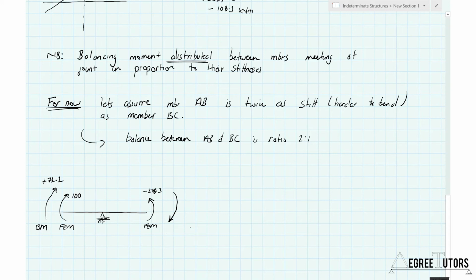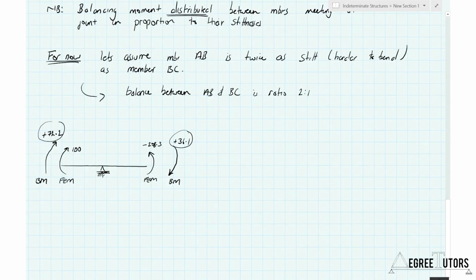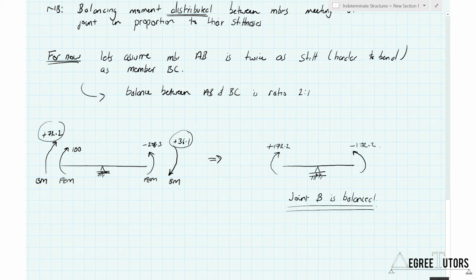Let's draw that on the top. Plus 36.1, and that's a balancing moment, right? So that and that together add up to my plus 108.3. So now what I actually have, if I sum the moments on each side of the joint, is that joint B is balanced. Okay then, right, now it's almost finished, almost done.